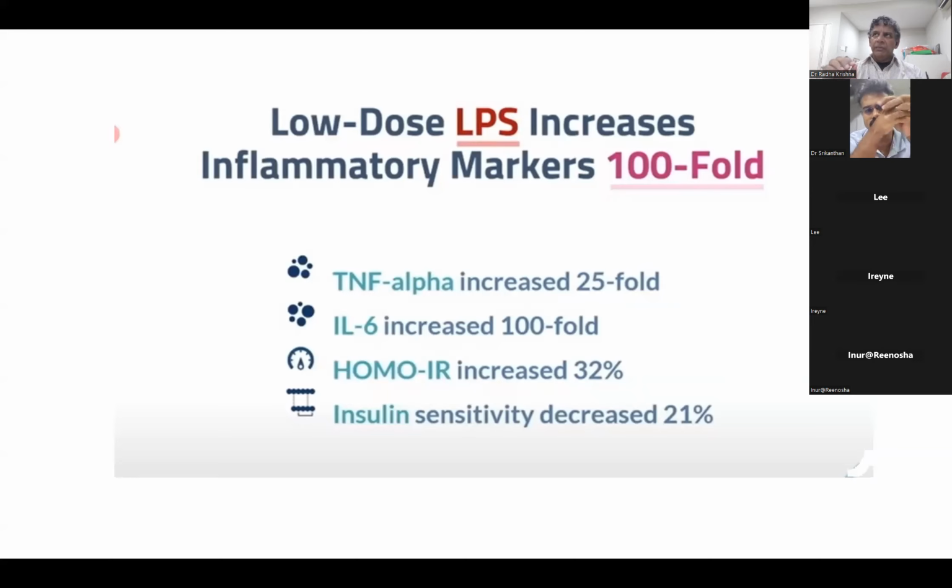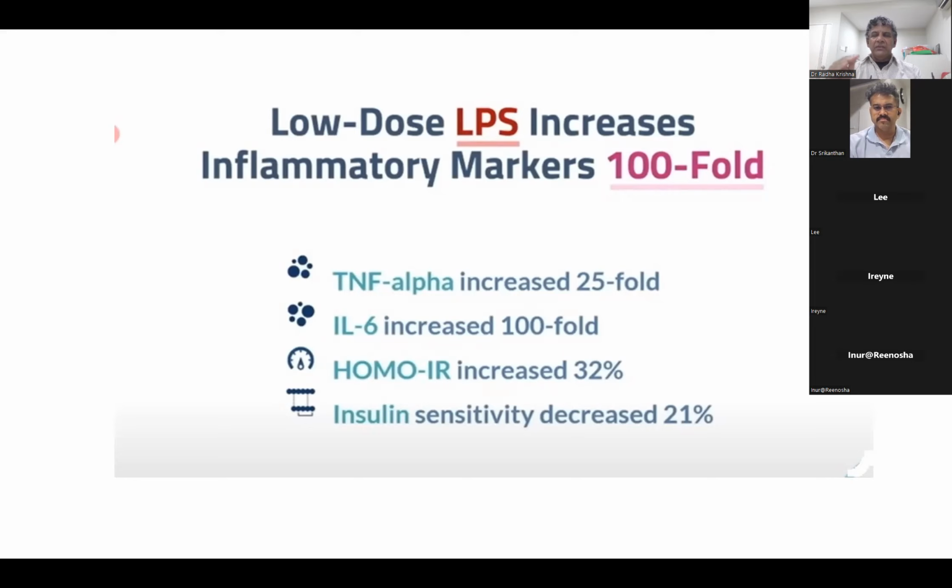If you are looking at blood tests, we do hs-CRP. hs-CRP is non-specific, but LPS will lead to increased tumor necrosis factor, interleukin-6, increased HOMA-IR, and decreased insulin sensitivity. These are the factors that we don't see. Nowadays, when you do a blood test, they will show you interleukin-6. I don't see these being done in many other places, but at least our intelligence will tell us that if there's an excessive amount of bacteria, these are the leading factors that will happen.